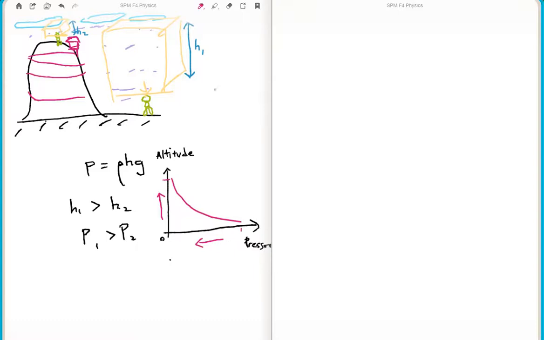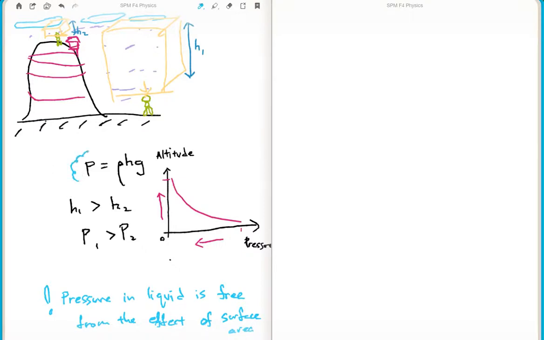And something that I need to stress here is that pressure in liquid or fluid, air for this instance, is actually free from the effect of surface area. Okay, this is the equation that tells us that it is only the height. P is directly proportional to the height, the height above it.